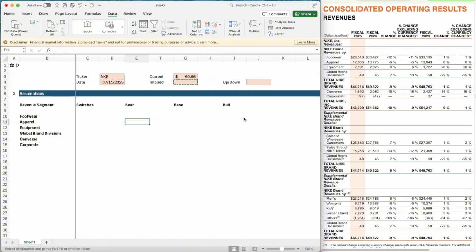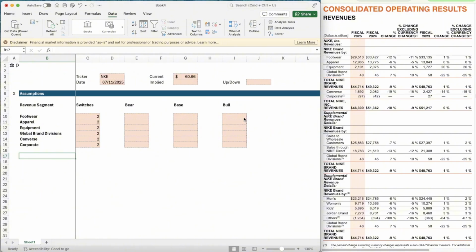Up here, copy this formatting down, pull it to here. Now copy all of these, just bring them down here. Put a 2, because that's our base case. These switches we're going to toggle between 1, 2, and 3. So leave it on 2 now, and when we set them up, it will simulate the base case scenarios.